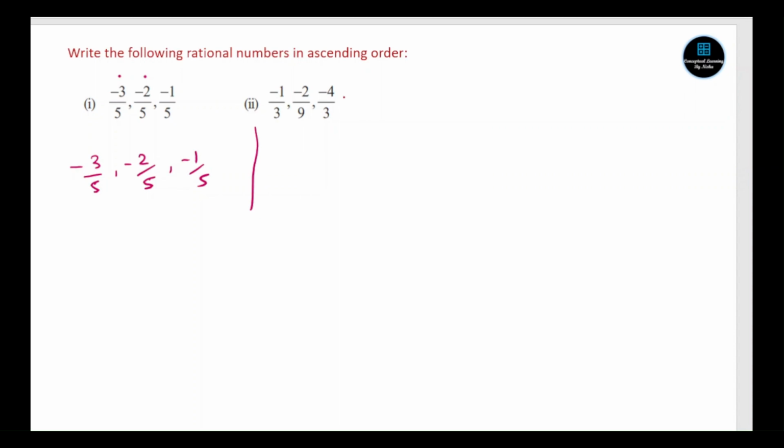Okay, now the second one. Are the denominators the same? No. So what do we have to do? Make them the same by taking the LCM. So the LCM of 3 and 9 is 9. So I'll write the first number as minus 3 upon 9. Then the second needs no change, I can write it as it is. And the third one, if I multiply it by 3, I'll get minus 12 upon 9. Now the denominators are the same. So which is the smallest number in the numerator? Yes, this is the smallest. So I'll write the ascending order.